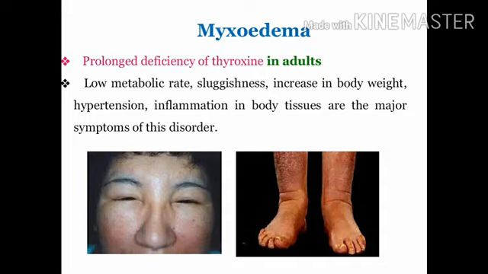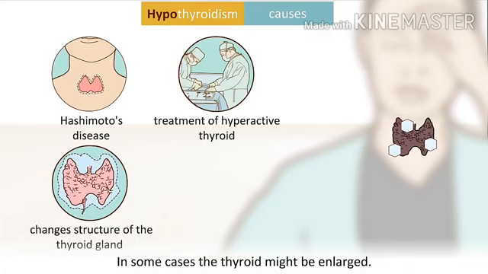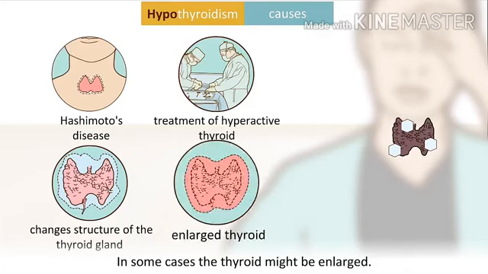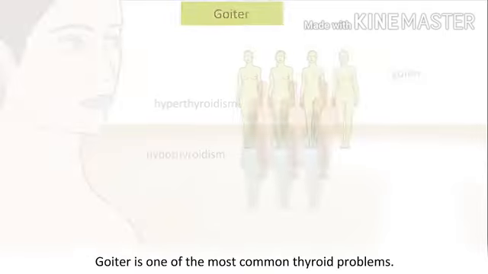Myxedema is a condition where you have the prolonged deficiency of thyroxine in adults. Low metabolic rate, sluggishness, increase in body weight, hypertension, inflammation in body tissues are the major symptoms of this disorder. So this is hypothyroidism. You are having the deficiency of the thyroid hormone called thyroxine, and you find it in adults.